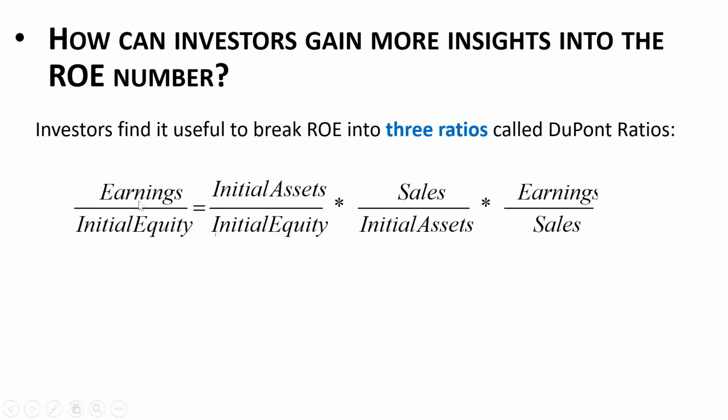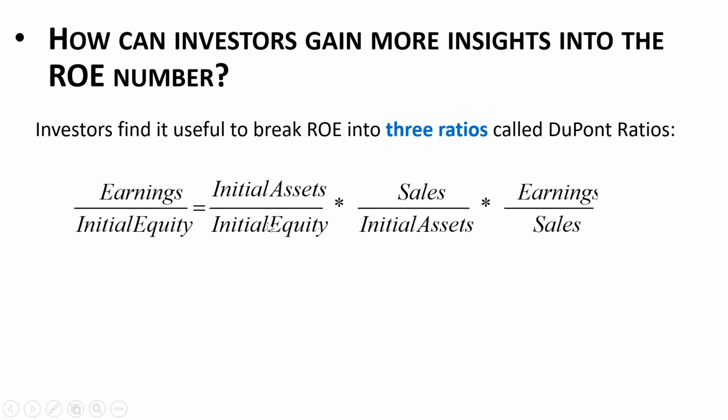So remember, ROE is annualized earnings divided by initial equity. Now, see, this is multiplication, this is multiplication. So what we have done here is moved earnings to the end.